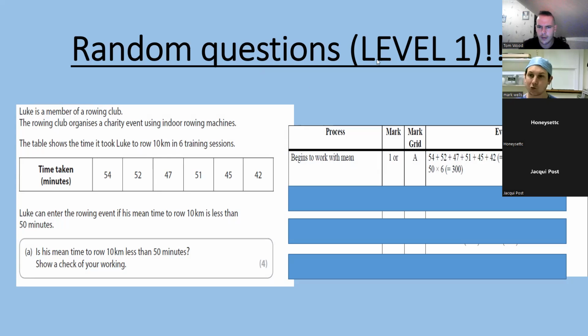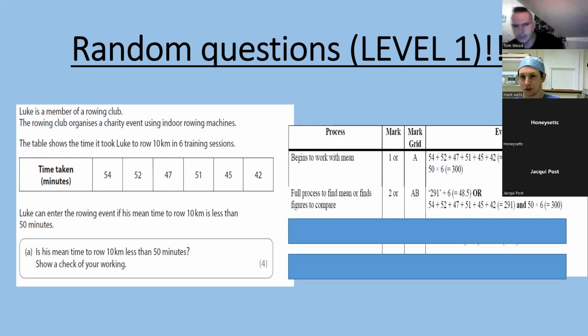So in regards to this one, we're going to get 1 mark for starting to work out the mean, so adding these all together to get a total. And again, you'll see that they have this 'or', so they do accommodate different ways of how you could potentially solve these problems. So we're then going to find the mean in total. So we've got our 291, and then we're going to divide that by 6.